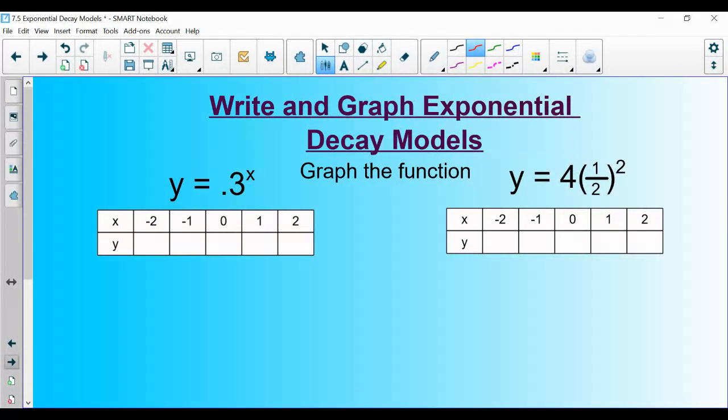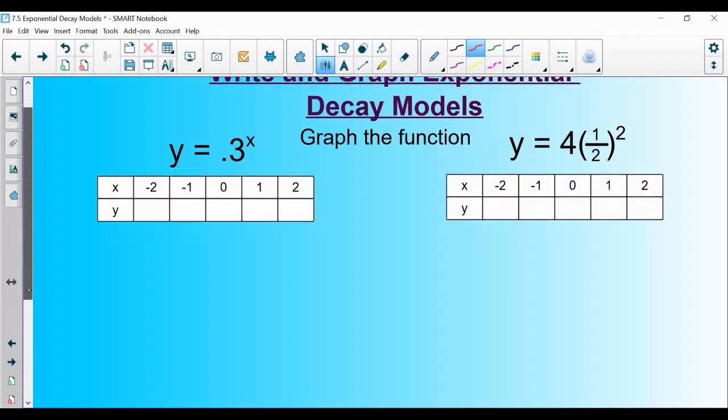We are also going to have some questions where you are expected to graph the function. Remember, this is going to be just the same as growth. You're going to take the equation, and you're going to make a t-table, -2, -1, 0, 1, and 2, and you're going to fill it in.